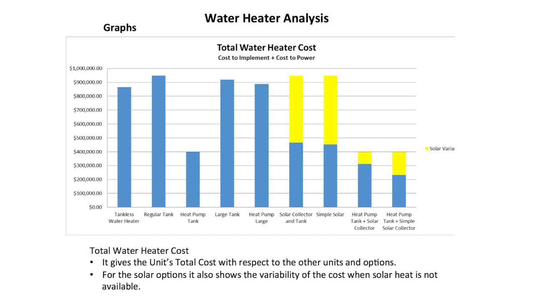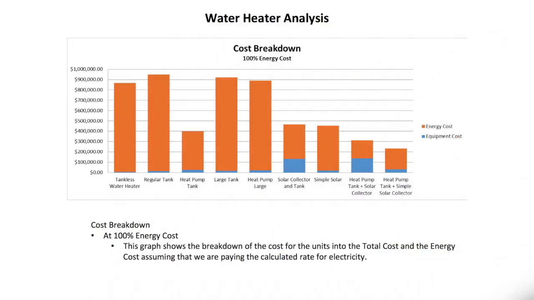Here's a graph comparing the different types of systems and their costs. The yellow is the variance due to solar heating, meaning the actual cost would be dependent on solar heat and will fall somewhere in the yellow range in the case of systems using solar. This graph shows how the different solutions compare with respect to their equipment costs, the cost of the water heater, and the energy costs, the costs associated with buying the energy infrastructure to provide that system with energy.